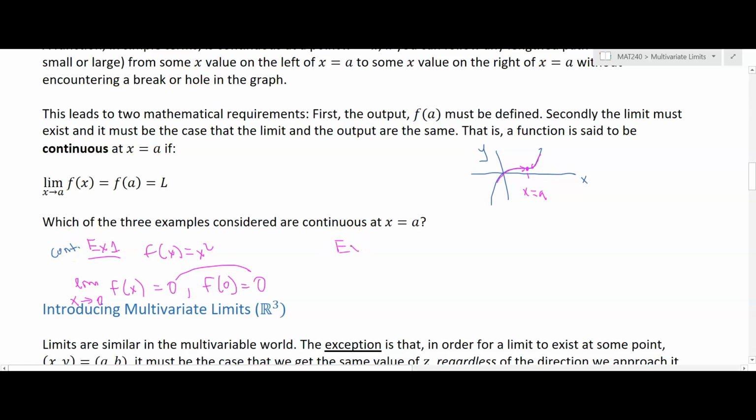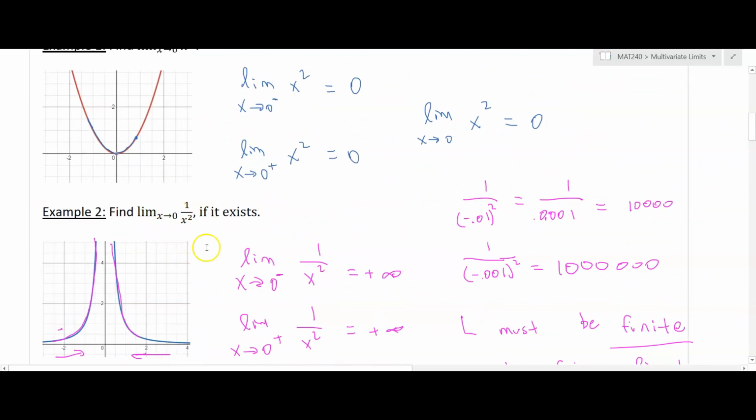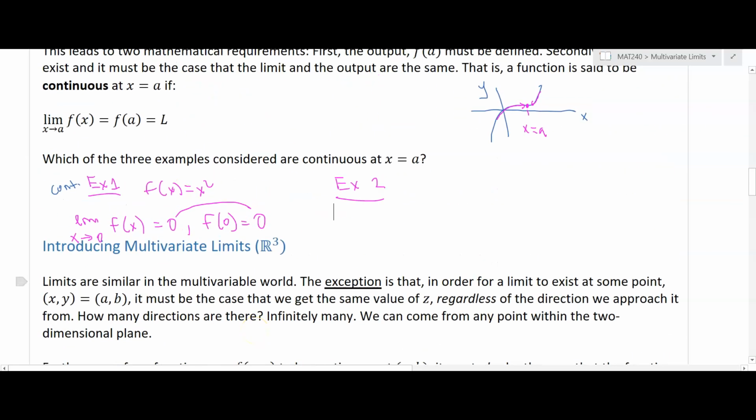Similar case for example 2, but in example 2, I wrote x squared. That's what happens when you're a mathematician. You sometimes write the letter x and you immediately start putting exponents on it. So in example 2, we first of all found out that the limit doesn't exist. So if you don't approach the same finite value from the left and from the right, then it's not continuous. Simple as that. So this is discontinuous because the limit does not exist.